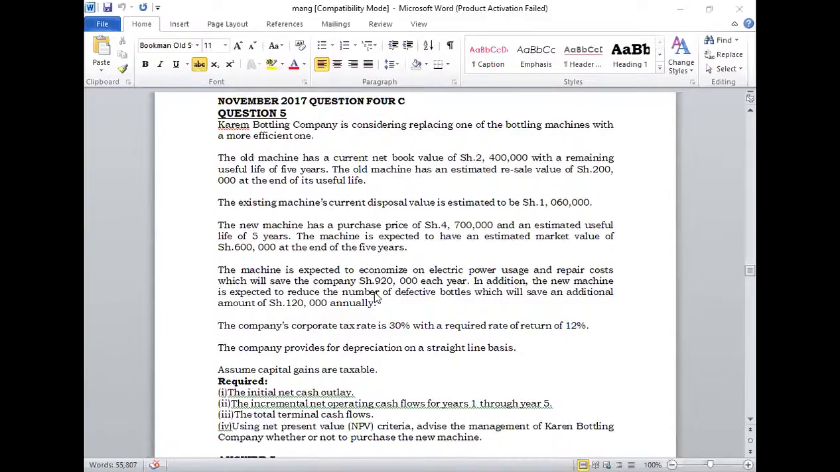So they want us to give them the initial outlay, the incremental net operating cash flows from years 1 through 5, and the total terminal cash flow. Then, using net present value criteria, advise the management of the bottling company whether or not to purchase the new machine. Quite interesting, ladies and gentlemen.